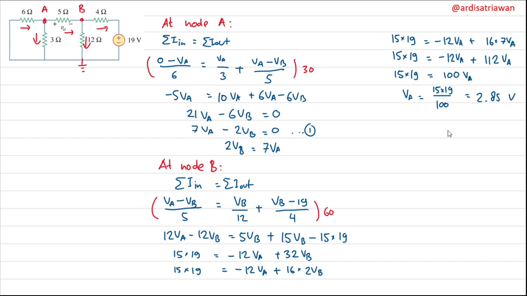Okay, now we have VA here. So from here we can calculate VB, which is 7 divided by 2, we can just plug VA here, so VB 7 divided by 2 is 3.5, we multiply it by VA, let's just use calc.